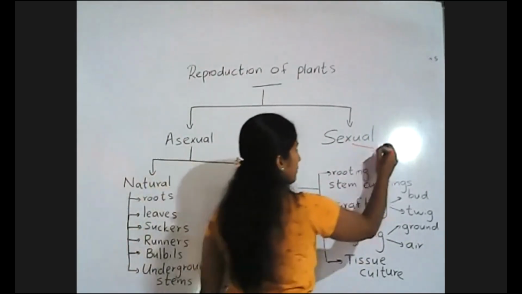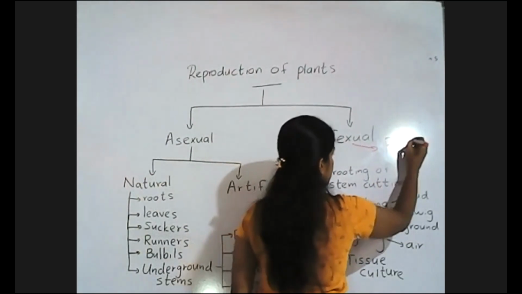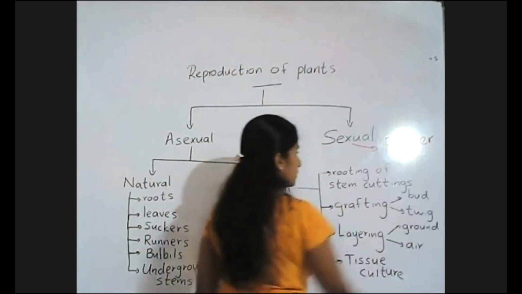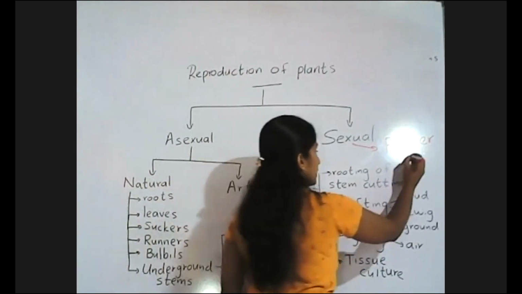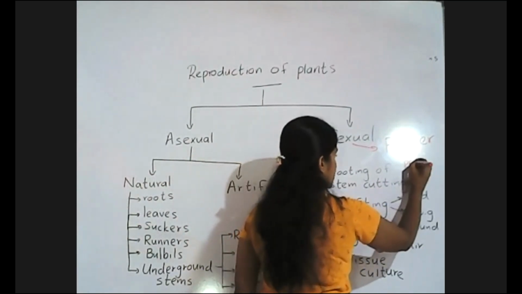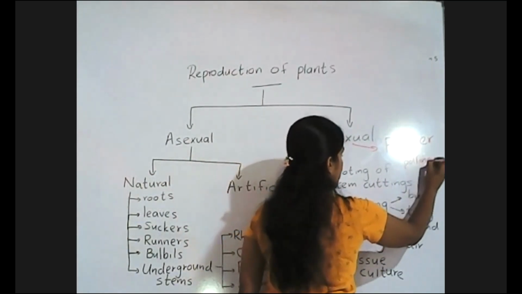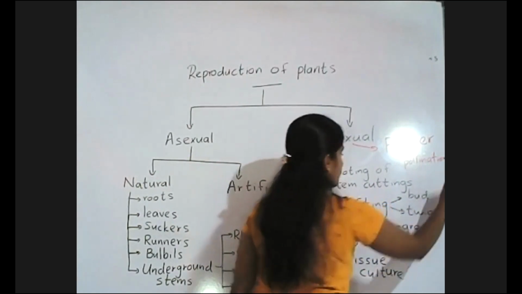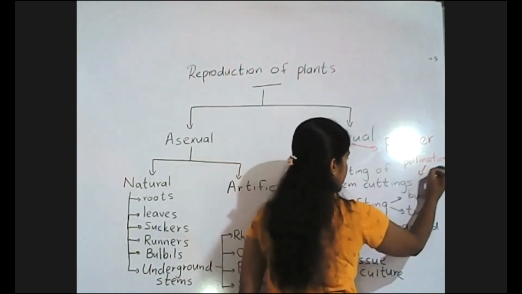Then when we consider the sexual reproduction of plants, what is the reproductive organ in plants? That is the flower. In flowers, pollination occurs. Pollination is of two types.